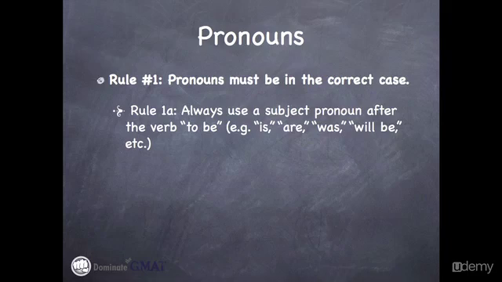Pronouns must always be in the correct case. And here's something that the GMAT likes to test that students have a tough time with, but once I teach you this rule, hopefully you'll never get this wrong again. You will always use the subject pronoun, I, you, he, she, they, after the verb to be. For example, is, are, was, will be. I mean, you have to identify that a verb is part of a conjugation of the verb to be.